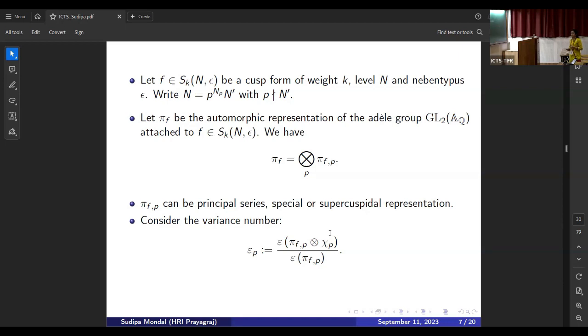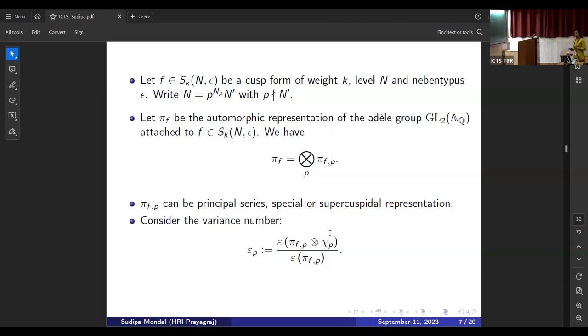So this is the epsilon factor of pi_p twisted with chi_p that we have discussed earlier, and this is the epsilon factor of pi_{f,p}. Here I haven't written any additive character, but there is an additive character in both components, and we need to choose the same additive character in both components.